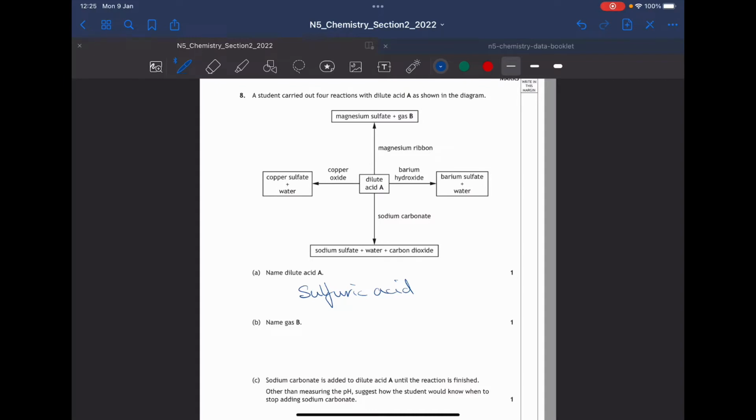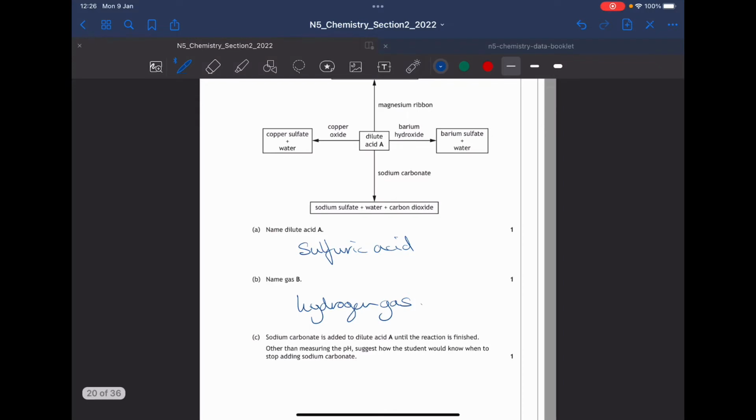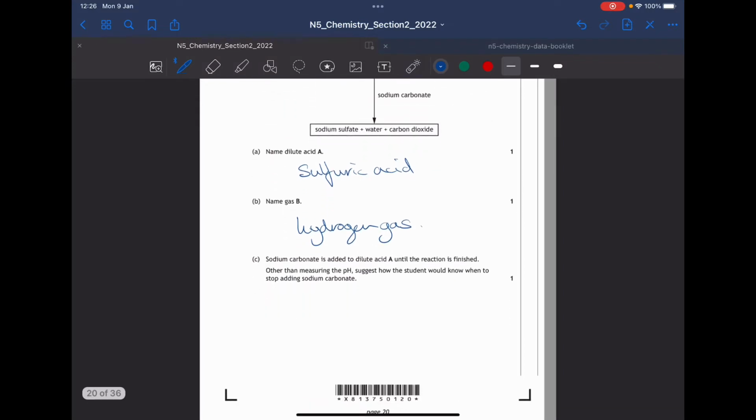So then for B, you're asked to name gas B. So in this particular reaction, you're reacting the acid with magnesium. So when you react a metal, which is what magnesium is, with anything really, you always end up making hydrogen gas. So anytime you're reacting a metal, if you're asked what gas is produced, it's going to be hydrogen. So gas B would be hydrogen gas. That's from Unit 3, Metals, Reactions of Metals topic. So you can have a look back over that if you feel you need to.